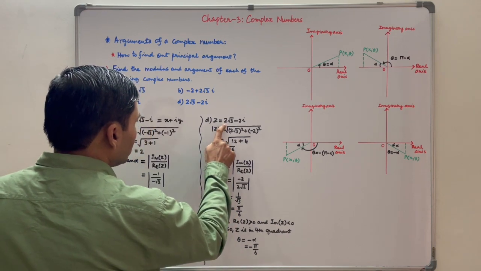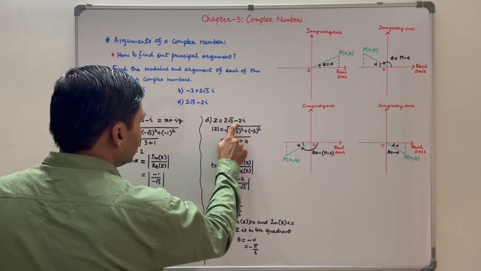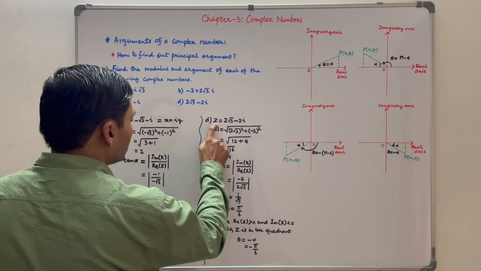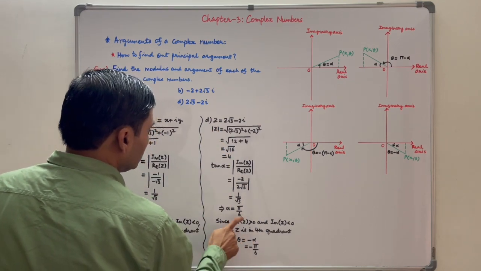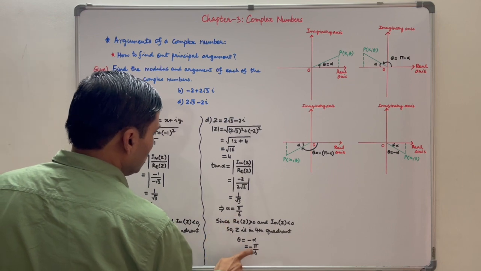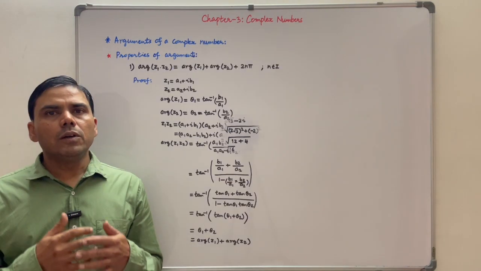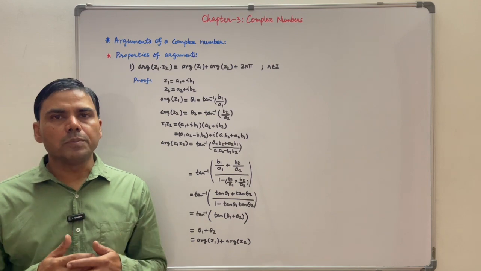Here real part is positive and imaginary part is negative, so z is in the fourth quadrant. So theta is equal to minus alpha. Alpha is pi by 6, so theta is equal to minus pi by 6. Now let us see properties of arguments.